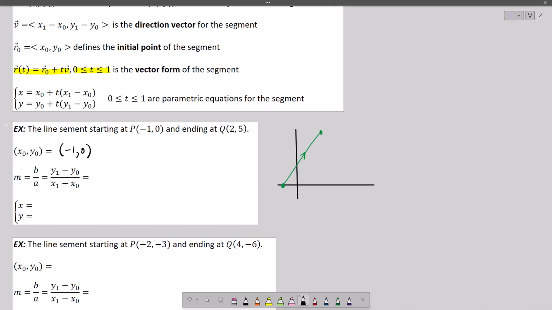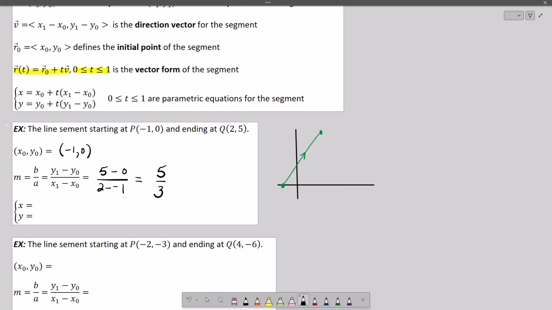Now let's form the slope. The slope is connected to this direction vector thing, change in y, change in x, and slope, of course, is change in y divided by change in x. So we're going to form that here. This is going from the initial point here to the terminal point there. So the y's are going to be 5 minus 0 in the numerator. The x's are going to be 2 minus -1 in the denominator. So this is forming the slope, which will be 5/3.